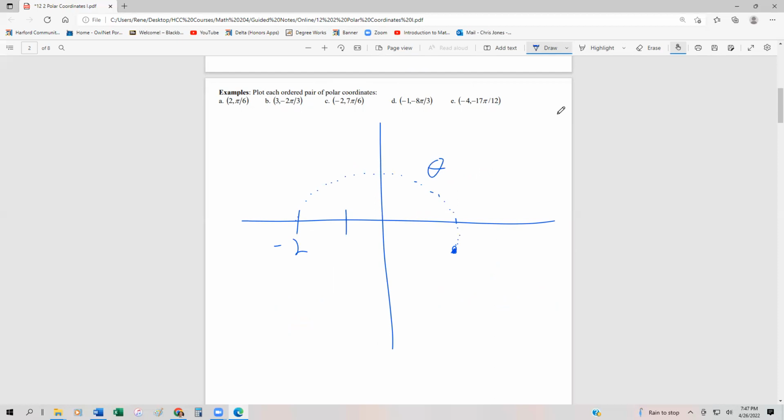If this angle theta were 7 pi over 6, then this would be the point negative 2, 7 pi over 6.